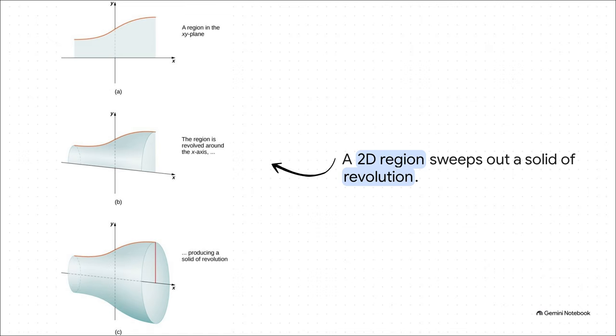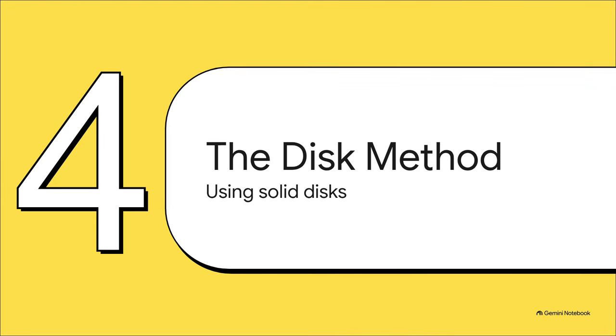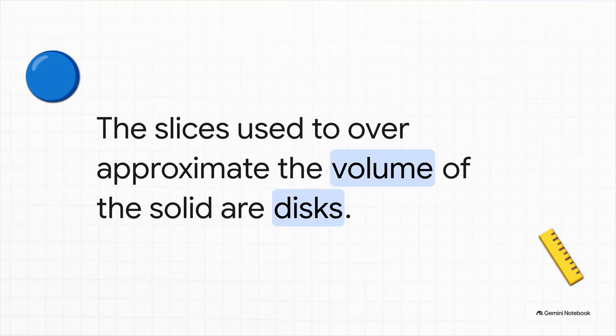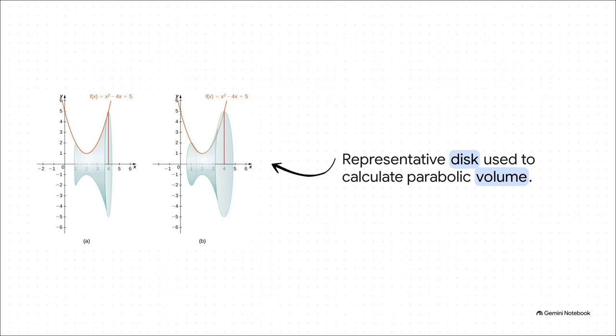How cool is that? Which brings us to Section 4, the disk method. Time to use some solid disks. When we use the slicing method on these solids of revolution, it actually goes by a special name. Because our starting 2D region is completely flush against the axis of revolution, meaning there are absolutely no gaps whatsoever, every single slice we take perpendicular to that axis will form a completely solid circle, a disk. This makes our geometry incredibly straightforward because we don't have to worry about any complex inner cavities messing up our math. For example, take a parabola bounding a solid.